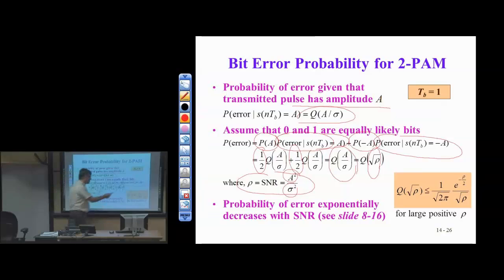There's also a bound that shows what this Q function looks like as a function of the square root of SNR. It is an exponential decay with a scaling factor. So this is a very simple measure. As SNR increases, the probability of error dramatically decreases, because the argument, the square root of SNR, goes through this Q function. So again, the higher the SNR, the lower the probability of a bit error in the receiver.